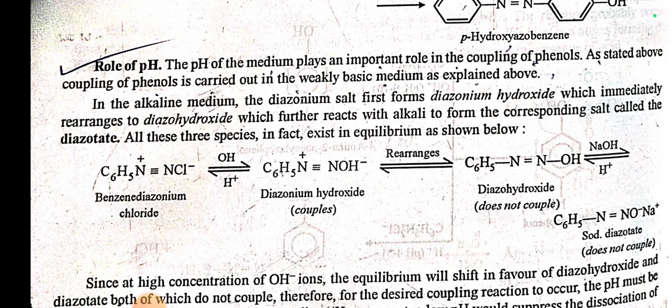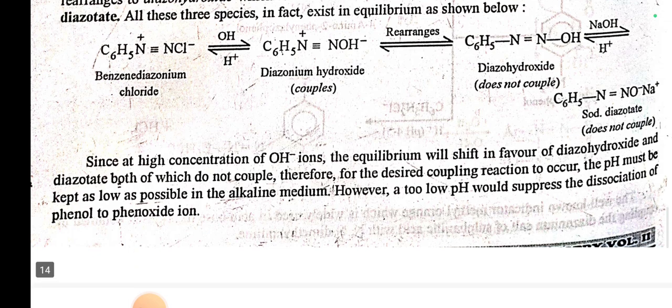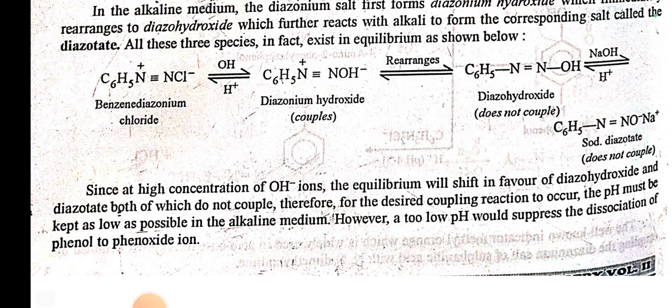In the alkaline medium, the diazonium salt first forms diazonium hydroxide, which immediately rearranges to diazohydroxide, which further reacts with alkali to form the corresponding salt called the diazotate. All these three species in fact exist in equilibrium. Benzene diazonium chloride in presence of OH negative gives diazonium hydroxide, and then on rearrangement it gives diazohydroxide, and then in presence of NaOH gives sodium diazotate.